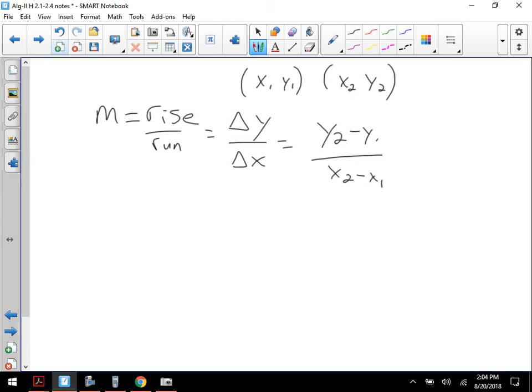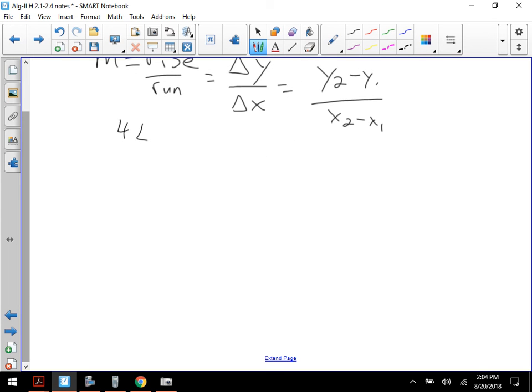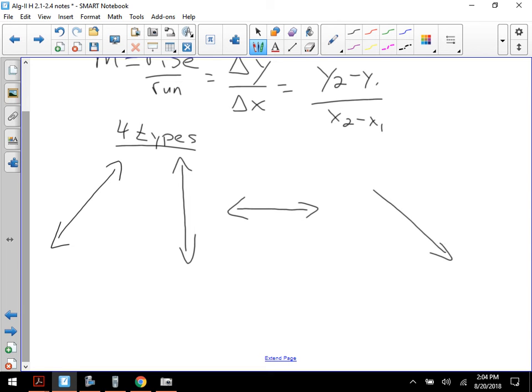How many types of slopes are there? 4. What are they? No, just what kind of slopes are they? Show me. Okay. Okay, there you go. We'll go in her order. Four types of slopes.